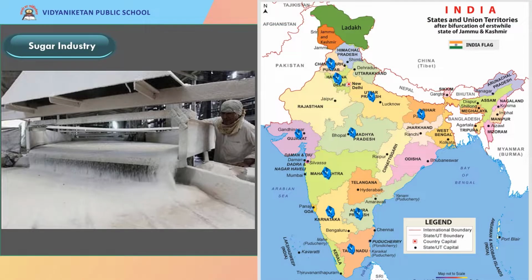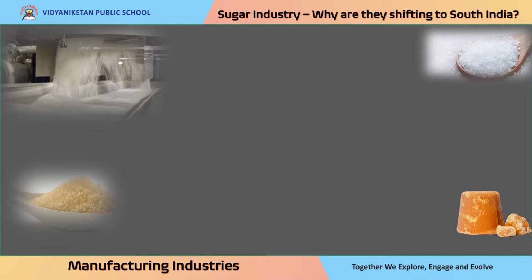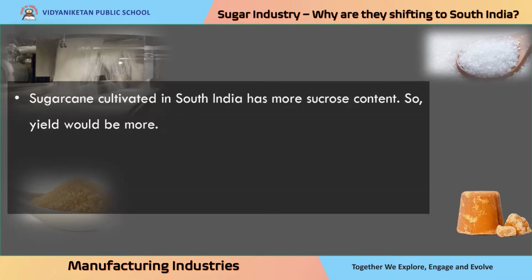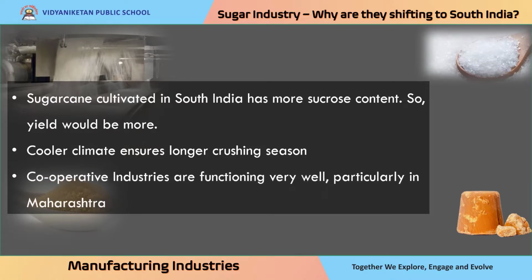Sugar industries are present in these states. Of all these states, Uttar Pradesh and Bihar have 60% of the mills. Sugar industries have shown a tendency to shift to South India for the following reason. Sugarcane cultivated in South India has more sucrose content. So, yield would be more. Cooler climate ensures longer crushing season. Cooperative industries are functioning very well, particularly in Maharashtra.